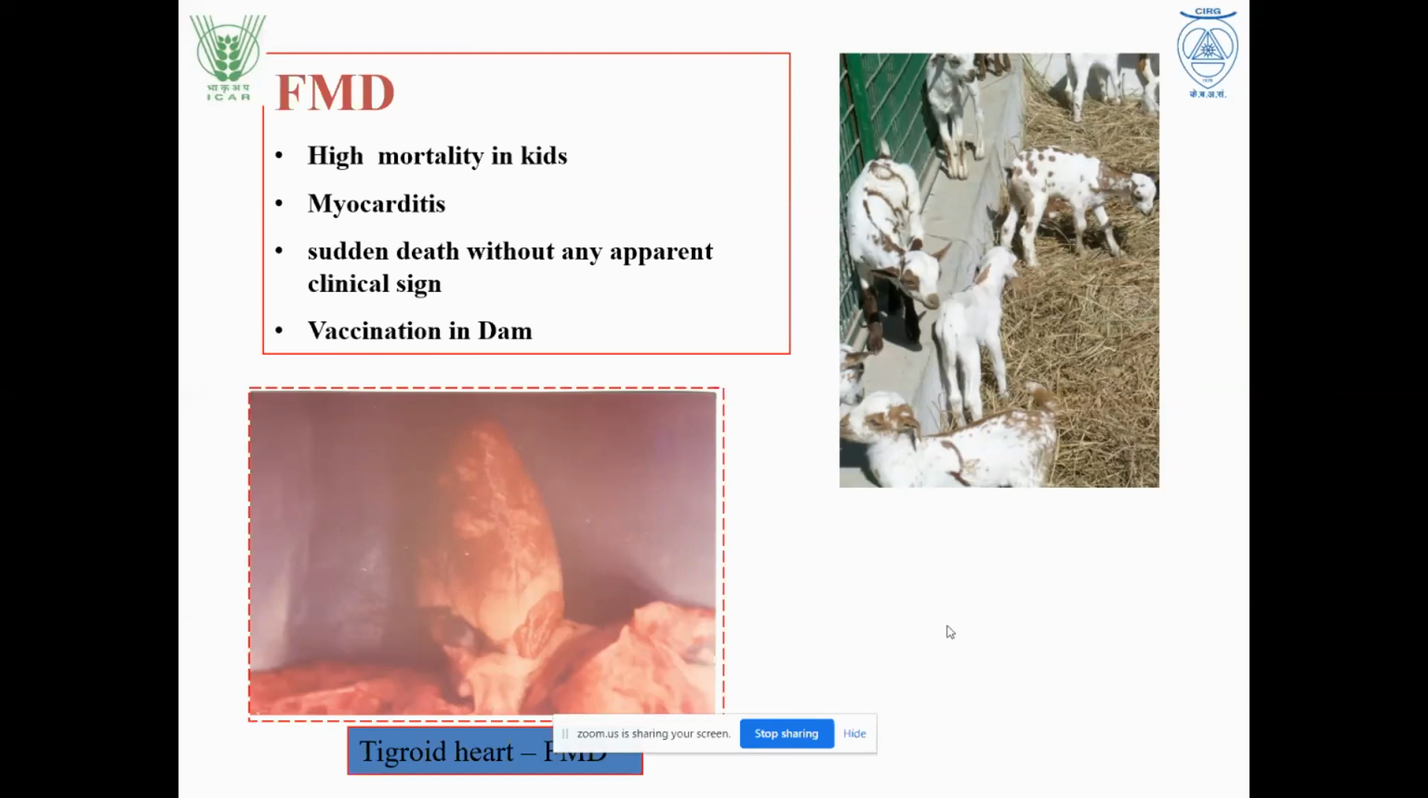If you see the mortality in young ones, if you have 100 animals in the evening and there is FMD, in the morning you will find all 100 animals dead. There is no diarrhea, there is no pneumonia, there is just certain death in FMD. So vaccination of the adult animal is very necessary, definitely to save the life of the young animal and to provide better passive immunization to the kids.